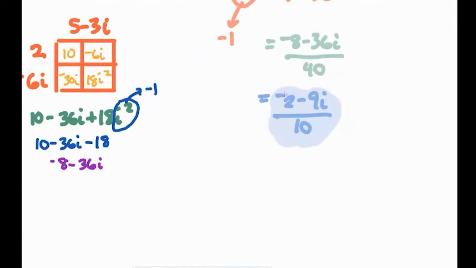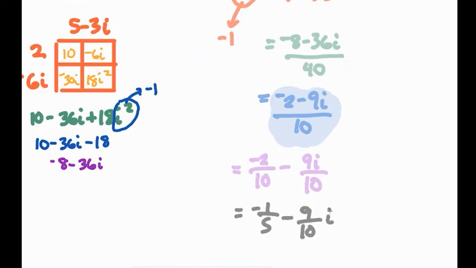But you could do the negative 2 divided by 10, minus the 9i divided by 10. And then you simplify the negative 2 over 10 to be negative 1/5 minus 9/10 i. Either of these would be the right answer, what I'm highlighting here. That works, or this one works as well.